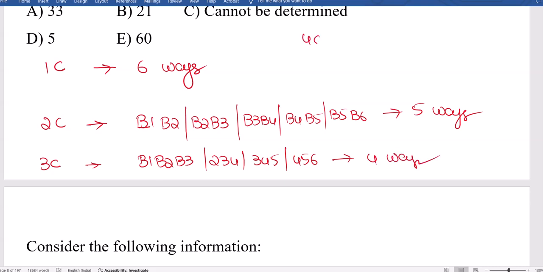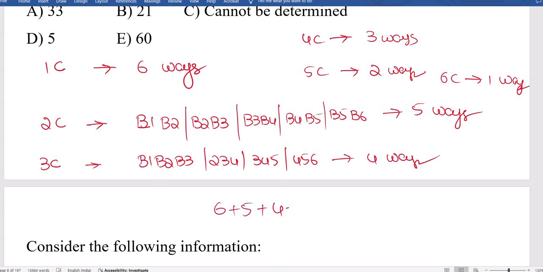Then I think you people can guess. 4 candles will be 3 ways. 5 candles is 2 ways. 6 candles is one way. Why only one way? We have 6 boxes and all must be candles. That's only one way. So adding all, 6, 5, 4, 3, 2, 1, as you mentioned, yes, 21. Option B is correct. 21.